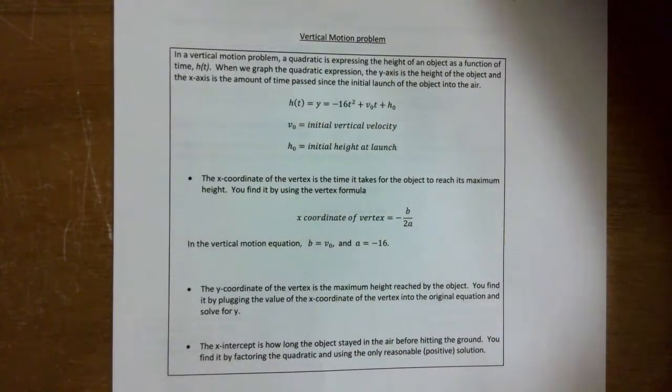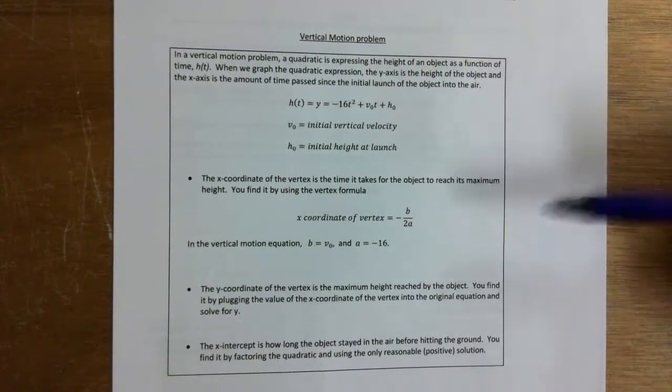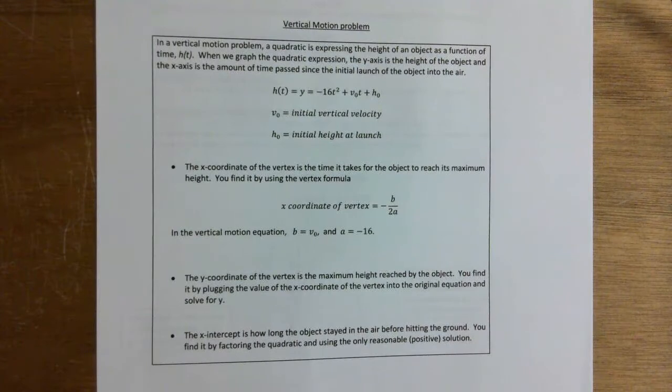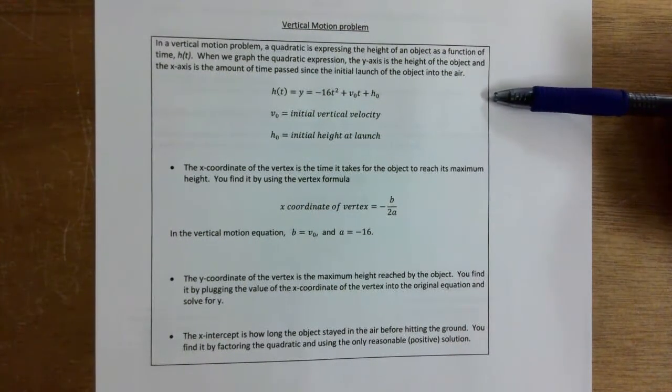Okay, hello everyone. Guys, I just want to take a little closer look at this vertical motion problem. This isn't a worksheet you have to do, it's just kind of like some notes. And there's an example on the next page, just in case you wanted to print it and have it for yourself, okay?